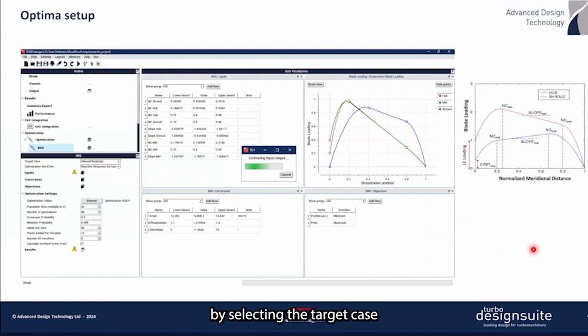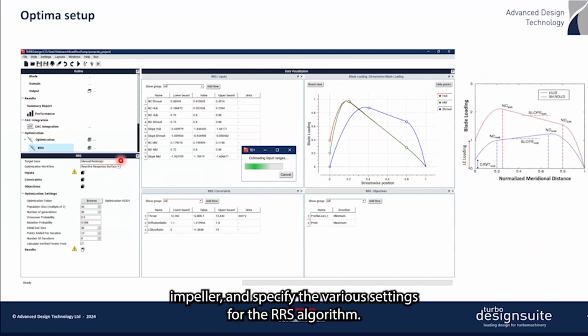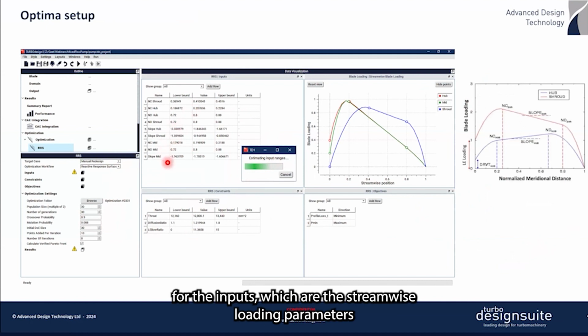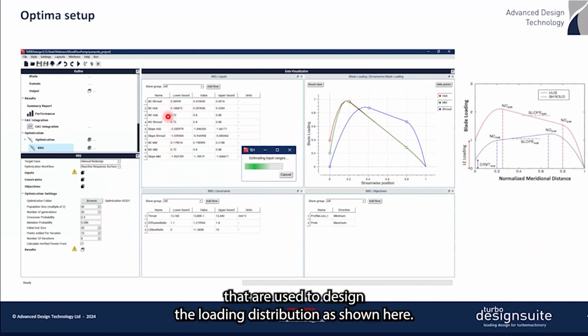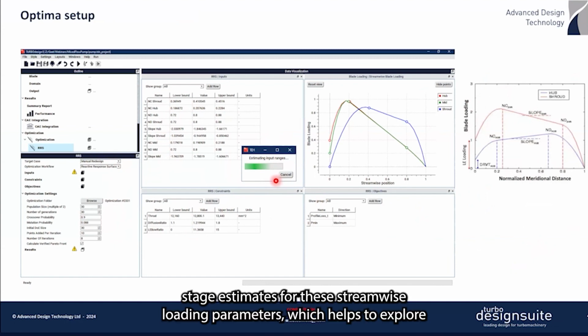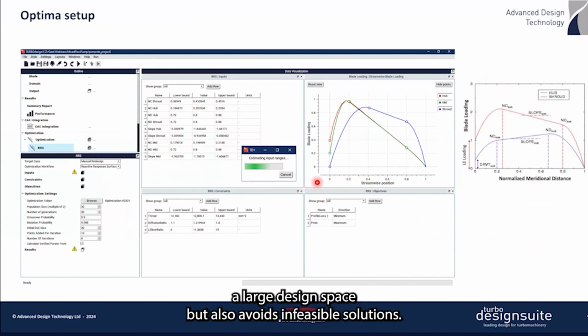And of course, we start by selecting the target case for optimization, which is the parametrically redesigned impeller, and specify the various settings for the RRS algorithm. And next, we specify the range of variation for the inputs, which are the streamwise loading parameters that are used to design the loading distribution as shown here. And in fact, in Optima, there is a machine learning based feature that can provide initial range estimates for these streamwise loading parameters, which helps to explore a large design space, but also avoids infeasible solutions.